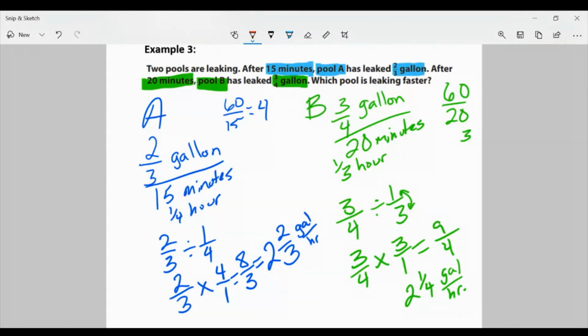So when we compare these, I have 2 2/3 and 2 1/4. So which one would be bigger? Or not bigger, but which one is going at a faster rate? The 2 2/3 is a bigger number than 2 1/4. So that's the faster rate. So pool A is actually leaking at a faster rate.